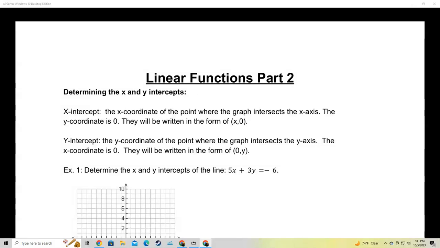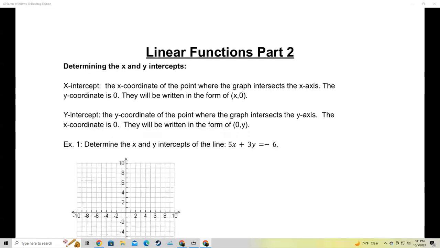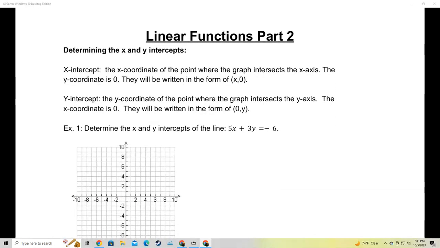All right, this is going to be linear functions part two. In this case, we're going to be showing you different versions of linear functions and how to interpret them. Okay, so the first thing we're going to be talking about is an x-intercept.